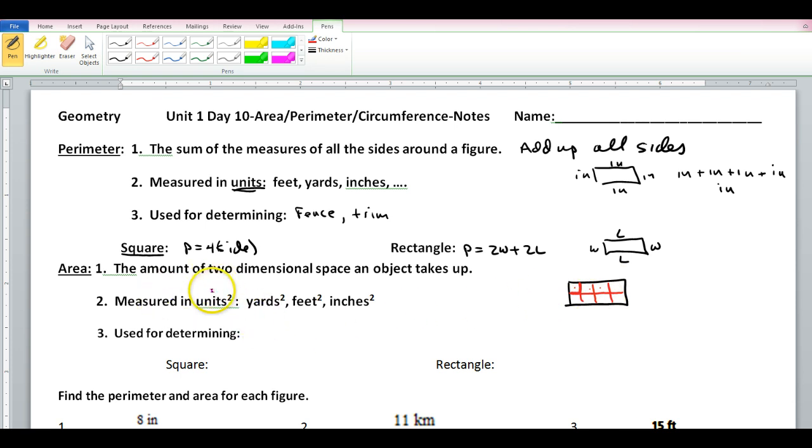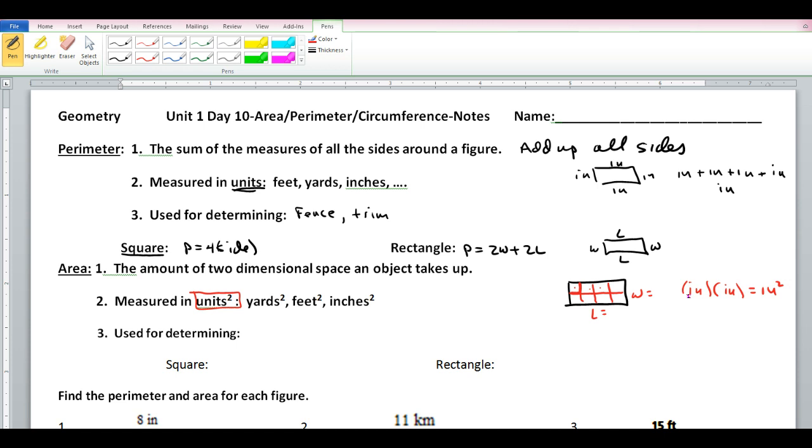Well, with this, area is measured in units squared. Not units, but units squared. That's key to remember. Perimeter is just your units. Area is units squared, because when we find the area of a rectangle, we multiply the length and the width. And when you multiply your units, such as inches times inches, you get inches squared.